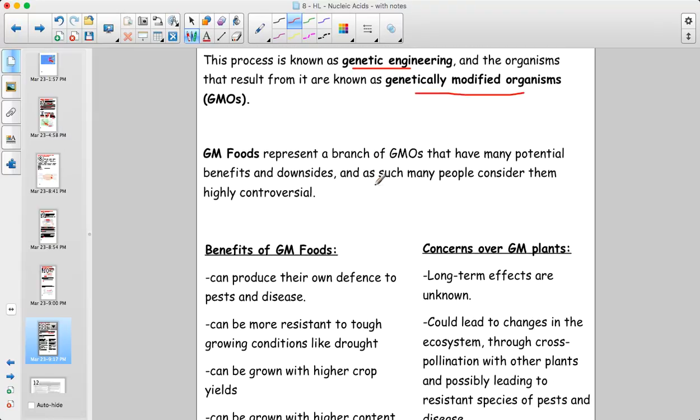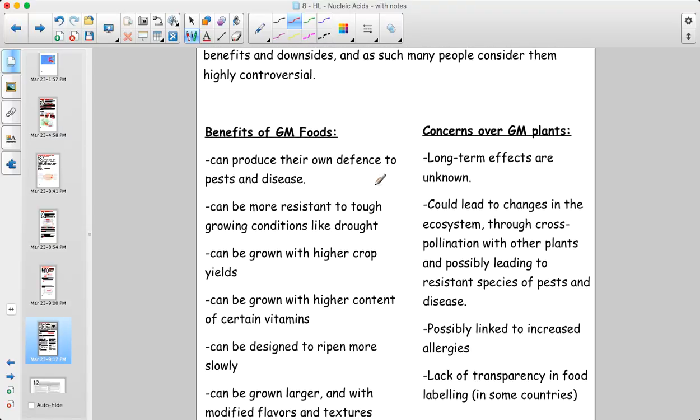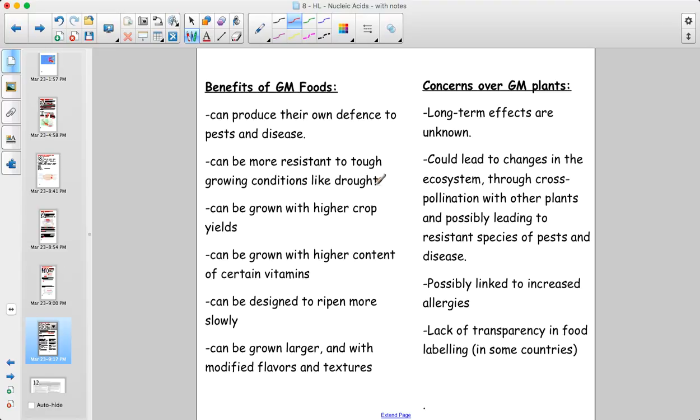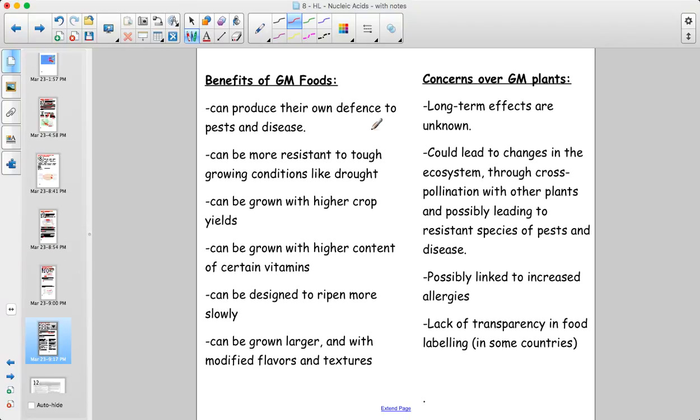Mainly where we're going to think about this for the chemistry exam has to do with genetically modified foods. There's a list of sort of pros and cons. Benefits include that they can boost resistance to disease and pests like insects. They can make crops tougher against drought and other rough conditions. They can grow bigger, they can grow faster, they can give higher yields, they can have higher vitamin contents, they can ripen more slowly if that's what you desire, so they last longer.